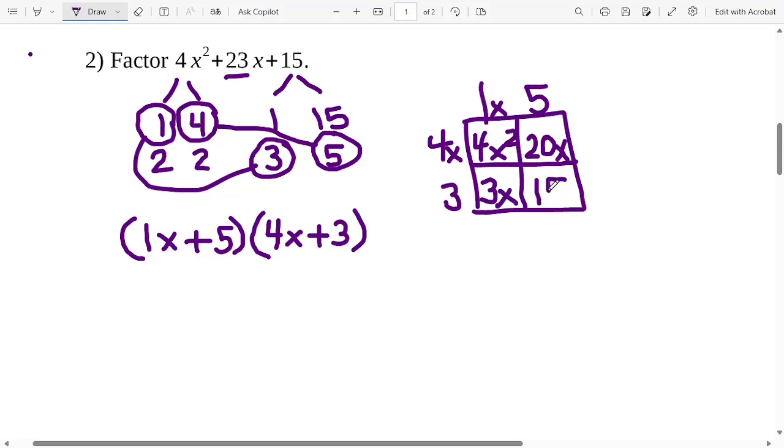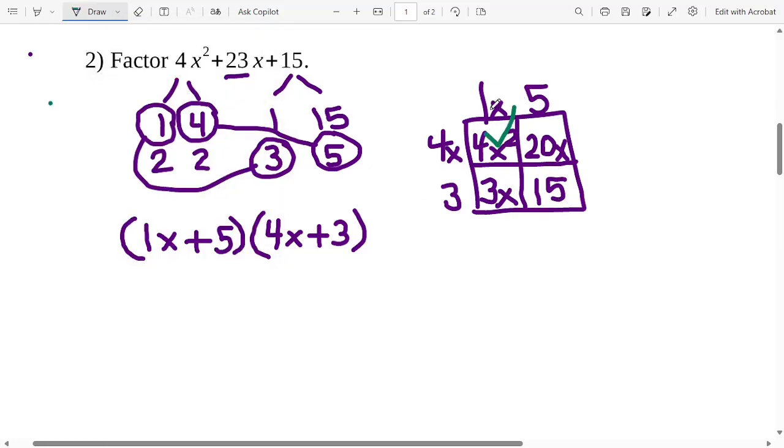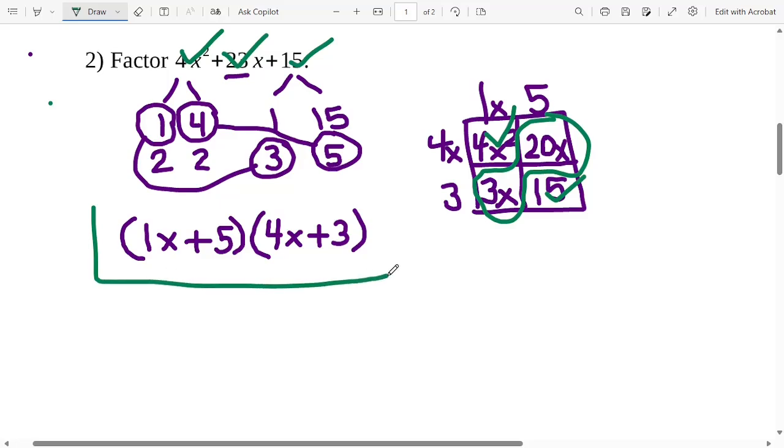Okay, so sometimes you get in the mode and you check your work. That includes even teachers. So, all right, so let's see. Do we have the 4x squared? Yep. The 20x plus the 3x, that's going to give me the 23x. So boom, got that. And we've got the 15 here. So this is going to be my factored form. Okay, so we're done with that one.